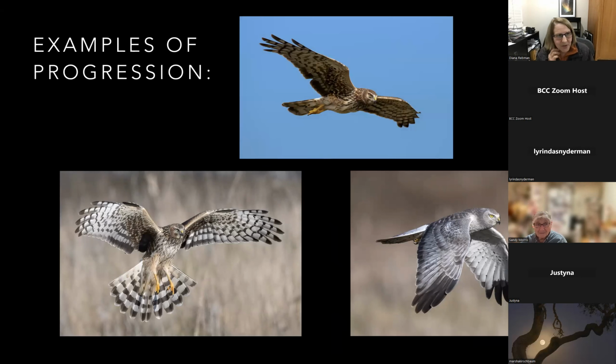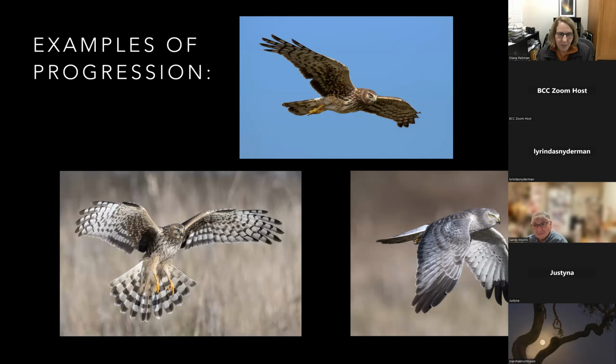A couple of other examples of progression. These are all northern harriers. The upper northern harrier I took quite a few years ago at Las Colinas. And I was happy with it at the time. It's got a sharp eye, it's got a catch light, but it's not a very compelling image. The two images below have a much nicer background. They've got a much better wing pattern. And so this is more what you're looking for as you progress in wildlife photography.